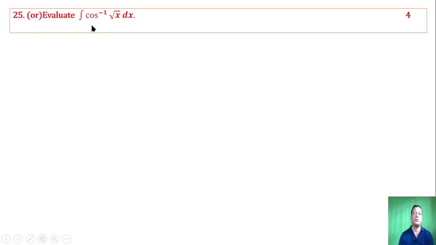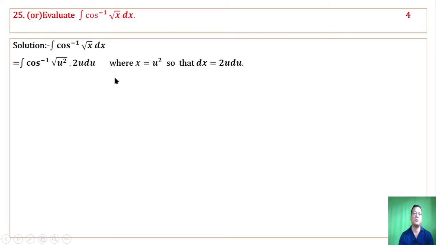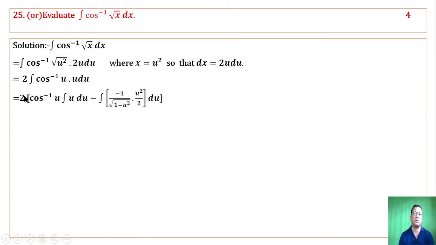Or evaluate integral of cos inverse of root over x dx, 4 marks. Root over x, putting root x equal to u, so x equals u square, derivative dx equal to twice u du. Then the integral becomes cos inverse of u, and by the product rule, integration by parts, 2 times first function unchanged, integral of second function, minus derivative of the cos inverse is this, into integral of u du, u square by 2.